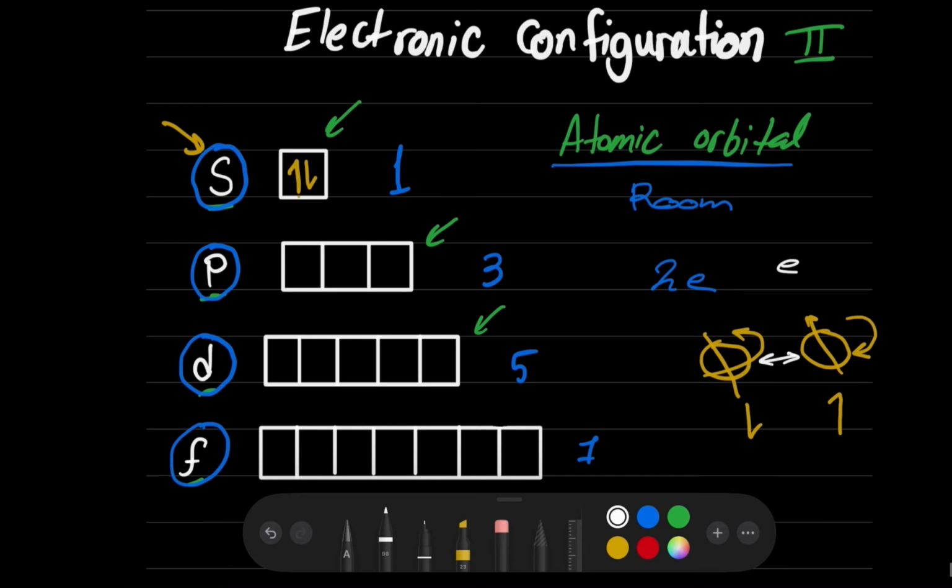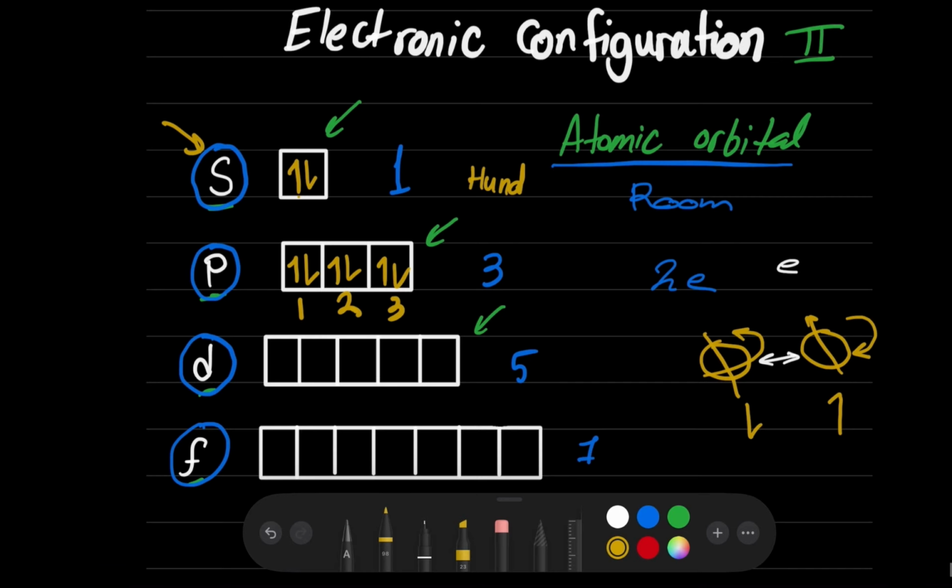If I ask you to fill the p orbitals in here, we have 3 orbitals: 1, 2, and 3. We represent the filling like this: 1 up, then we go to the second orbital, and then the third, and then we pair them up. A scientist named Hund proposed this theory, saying that you should fill the orbitals with single electrons first and then pair them up. That's why this is the best technique to write the electronic configuration and fill those electrons.